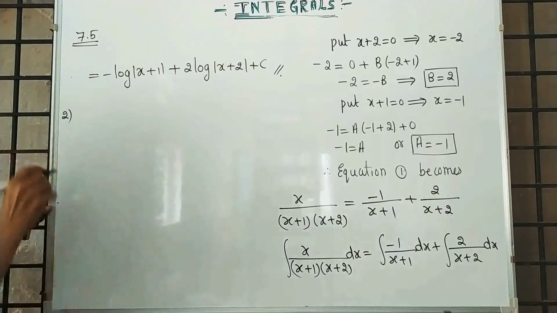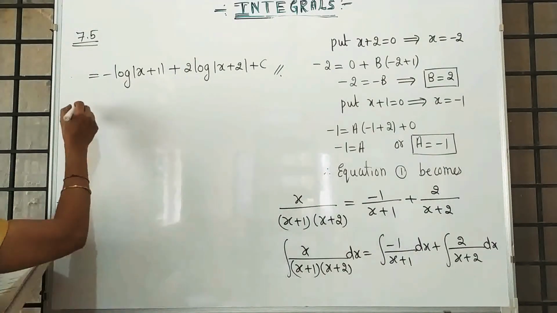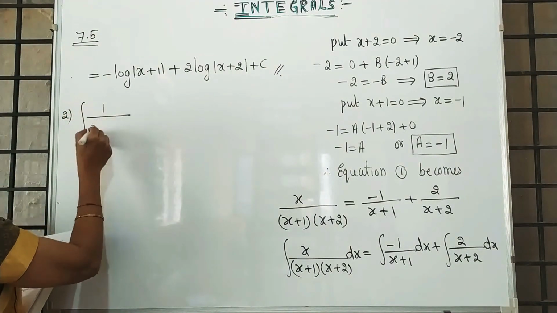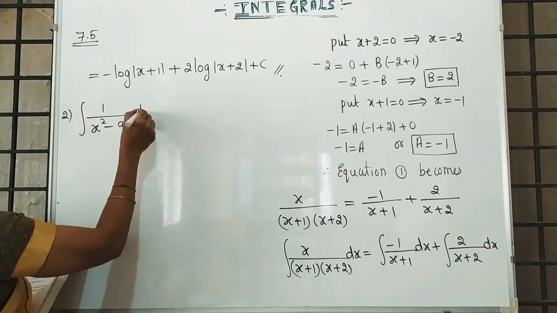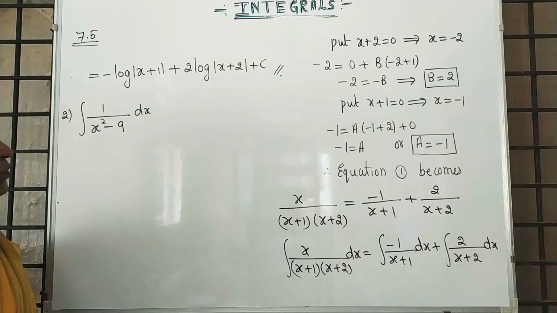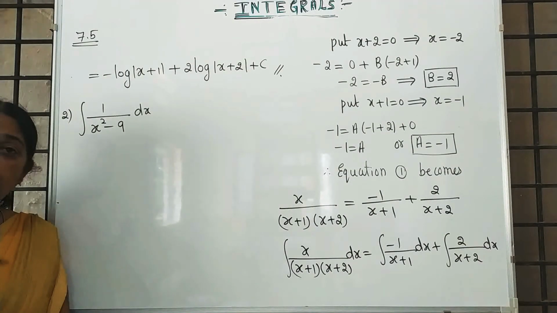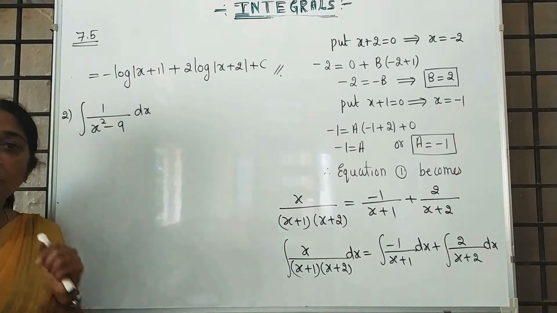Next, moving to question number 2: 1 upon (x square minus 9) into dx. And students, what are they doing? Usually what you will do? If you are solving the examples under partial fraction, without thinking anything you are applying partial fraction. You are splitting this using the a square minus b square formula, that is (x minus 3)(x plus 3). Why are we doing it like that? If you are thorough in the formula, because they have not mentioned using partial fraction.